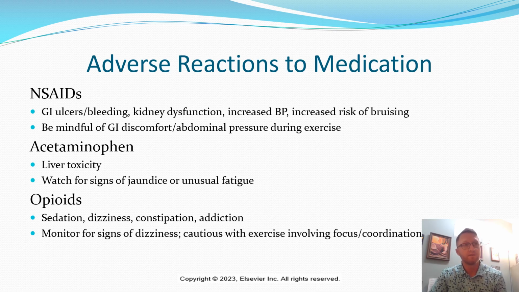For opioids, some of the adverse reactions that you'll see include sedation, dizziness, constipation, or even these addictive type tendencies. So you want to monitor as a PTA for signs of dizziness. You want to be really cautious with exercise involving lots of focus and coordination. It could be a fall risk, and that's something that we want to be aware of for sure.